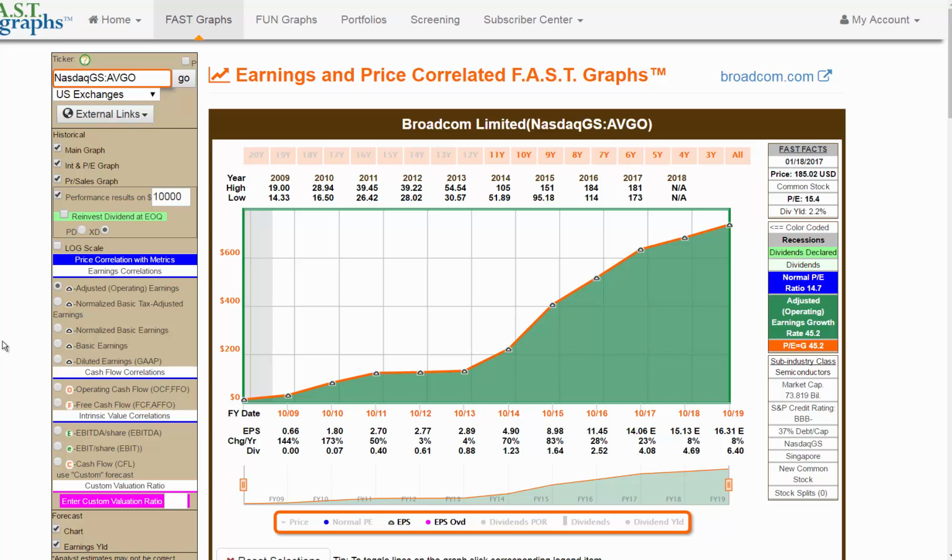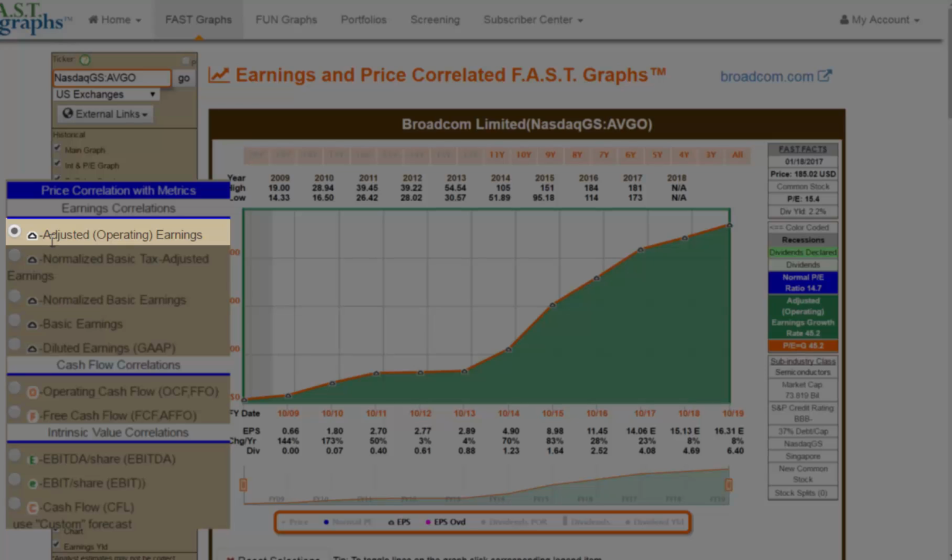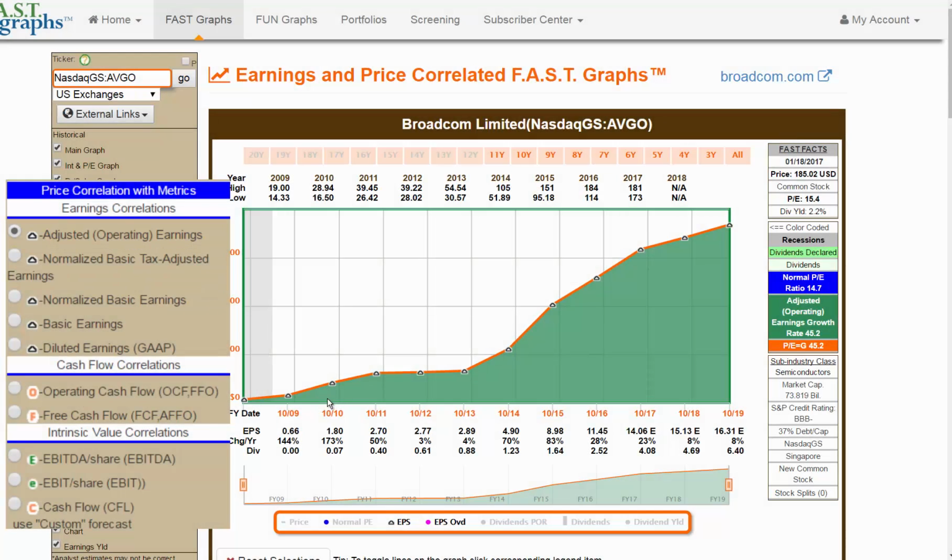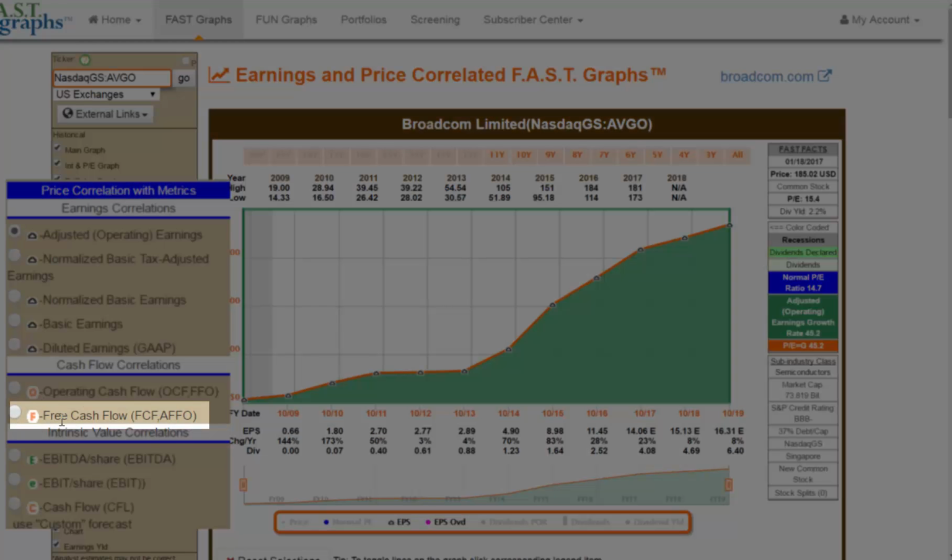Valuation is a puzzle, and like all puzzles, you have to put all the pieces together in order to paint the proper picture. So with this video, I'm going to look at adjusted operating earnings, which I currently have on the graph. I'll also be looking at free cash flow. And then finally, I'm going to look at Broadcom from the perspective of EBITDA per share.